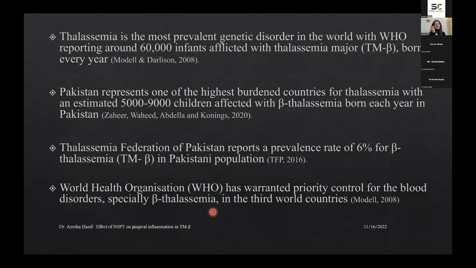Thalassemia is the most prevalent genetic disorder in the world, with WHO reporting around 60,000 infants afflicted with thalassemia major born every year. Pakistan represents one of the highest burden countries for thalassemia, with an estimated 5,000 to 9,000 children affected with beta thalassemia born each year in Pakistan. The Thalassemia Federation of Pakistan reports a prevalence of 6% for beta thalassemia major in the Pakistani population. WHO has warranted priority control for the blood disorders, especially beta thalassemia, in the third world countries.